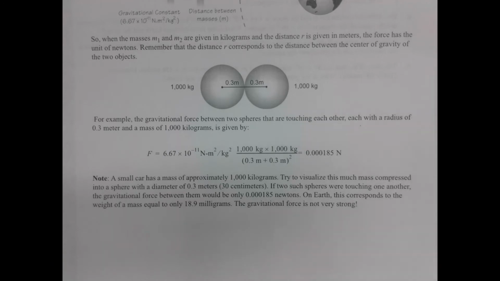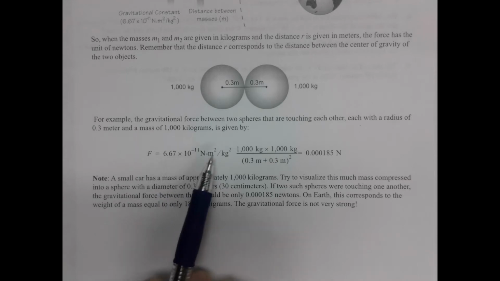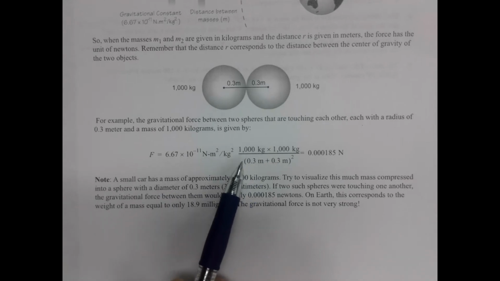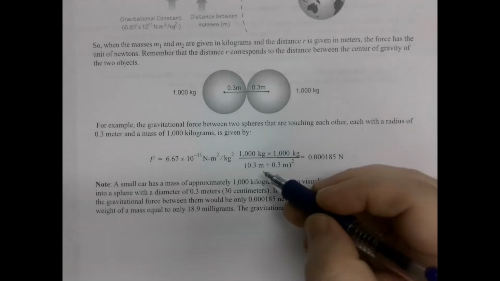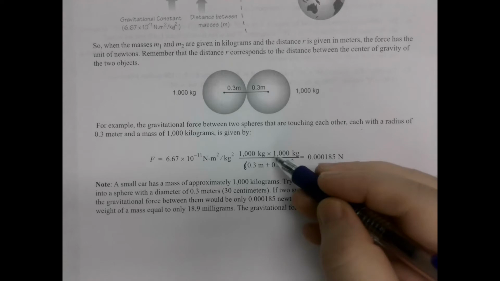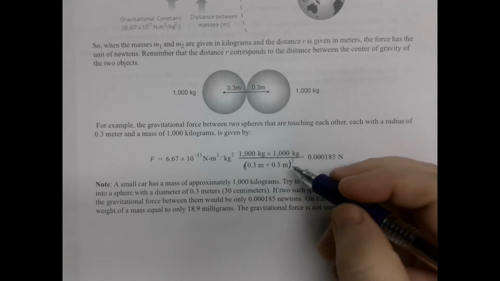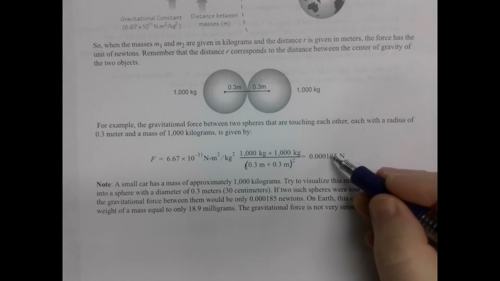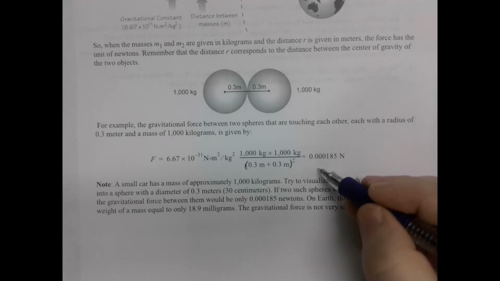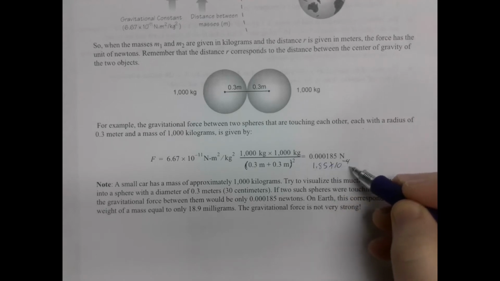So here you can see that they did the same thing. So they wrote it fully out with the units. Note here that they did the distances, and yes, here you would have to use parentheses to do the square because they didn't add it together initially. And they get 0.000185, which is the same thing as 1.85 times 10 to the negative 4 newtons.